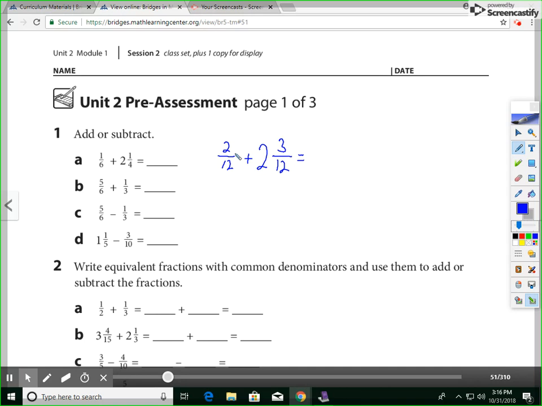And then we could just simply add the numerators. 2 plus 3 is 5. The bottom stays the same, 12ths, and then the 2 stays out front. Our first answer is 2 and 5/12.